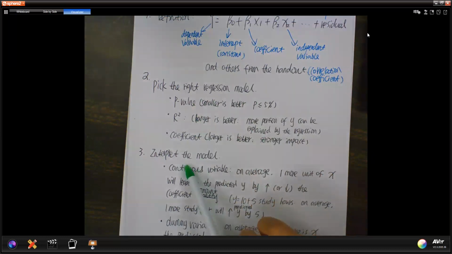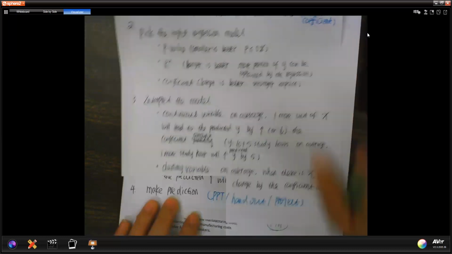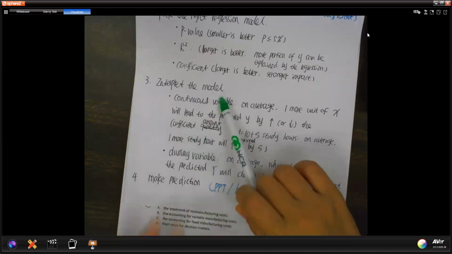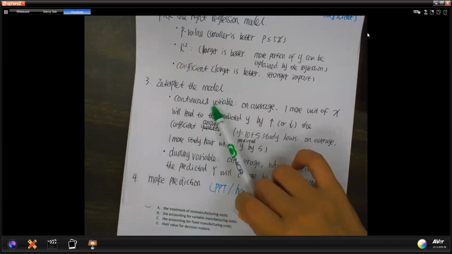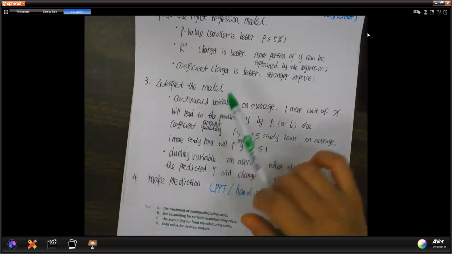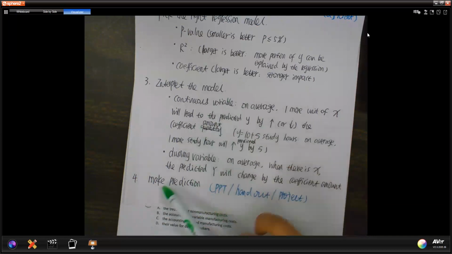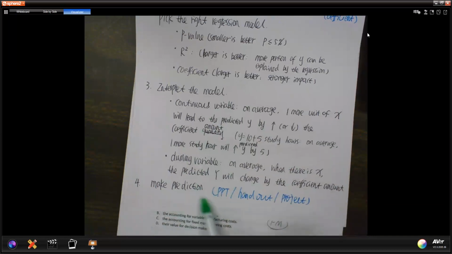And then we said how do you interpret the model if it's a continuous variable, if it's a dummy variable. We said the model only gives us the predicted value. It doesn't really give us each specific accurate individual value. So we talk about the difference, the actual and the predicted will be the error, right? How do you interpret those things, and then how do you make predictions? So we say, especially we did this in the project. So as long as you did the project, you should be fine.